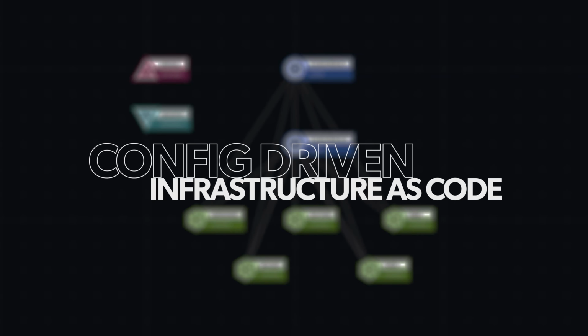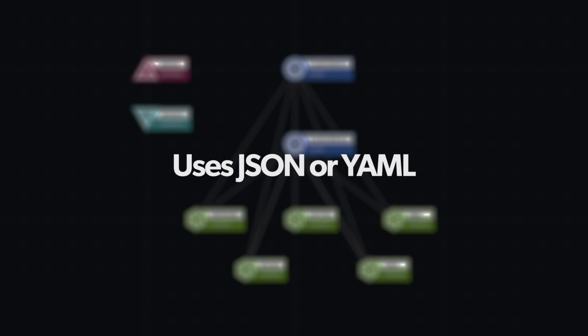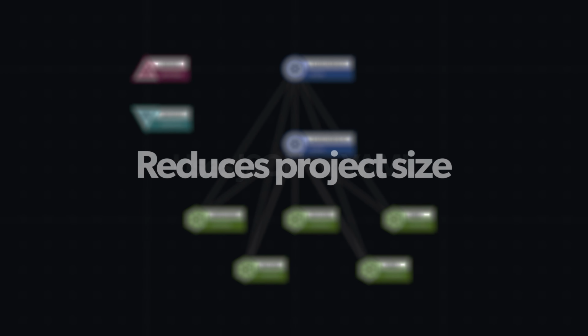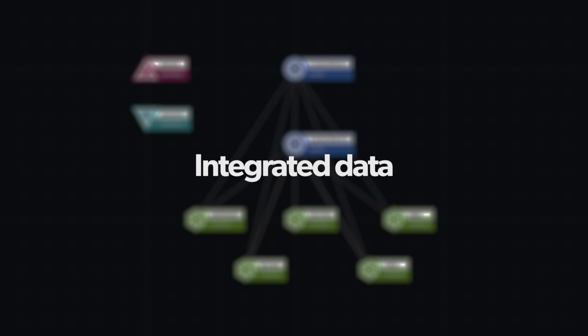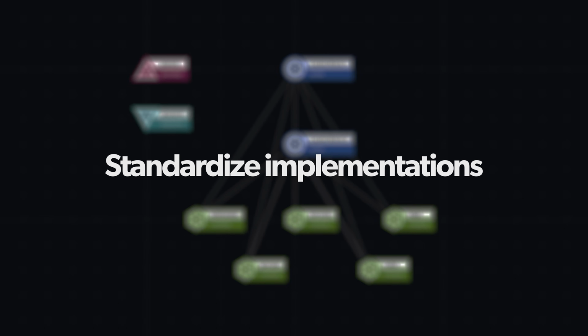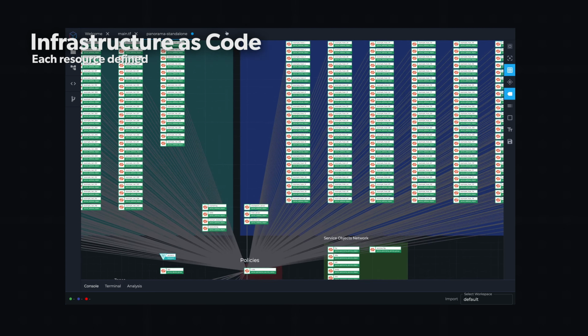What is config-driven infrastructure as code? It uses JSON or YAML files to determine the final infrastructure. It simplifies projects by reducing the amount of code to maintain. Config files can be collected from external APIs, and it standardizes resource implementations.